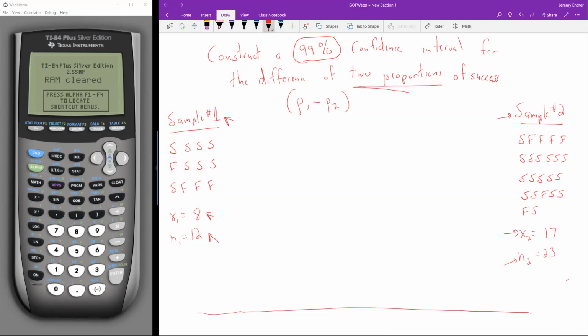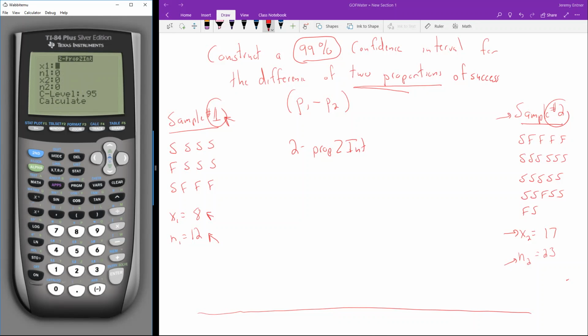I think what we'll do is hit the start button, and then go over to where it says test. And then, there it is. It's the one that says 2-PropZInt. The int means interval, the prop means proportions, and the 2 means there are two different samples. And then what do I do when I go in there?